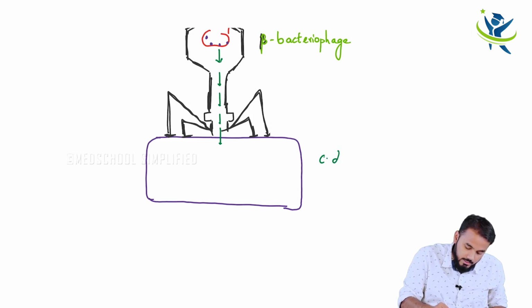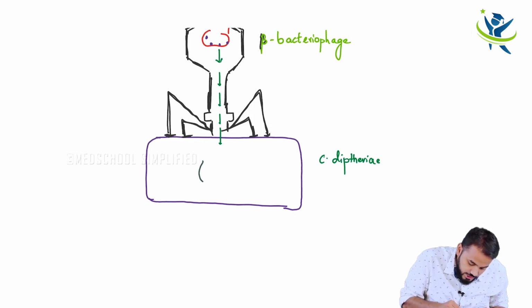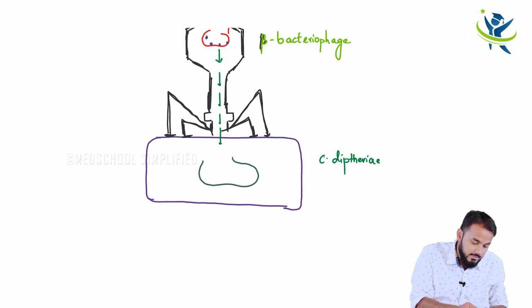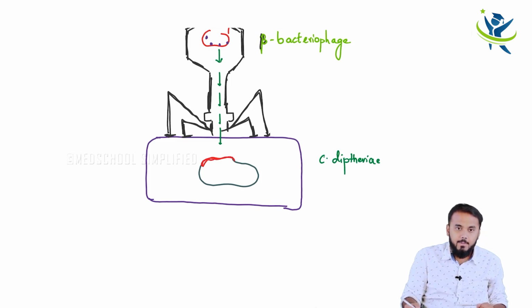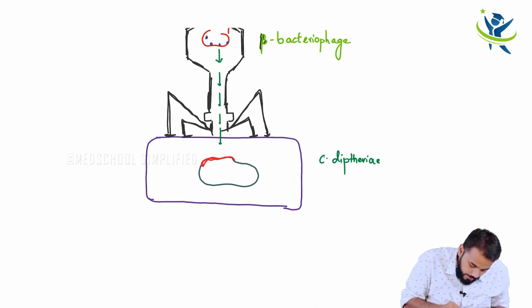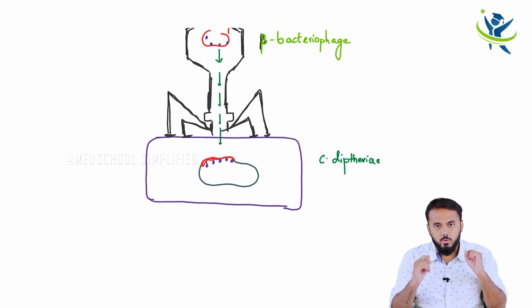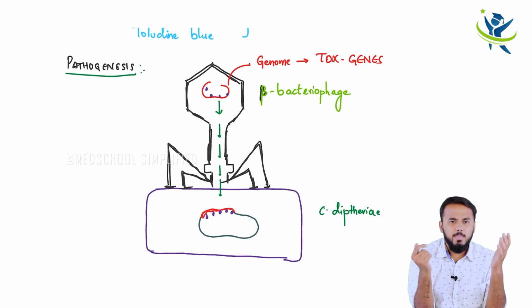So this is your C. diphtheriae, and this is the genome of C. diphtheriae. Now, as the genome of the bacteriophage enters inside, it attaches with the original genome of the bacteria. So what is going to happen? These tox genes are inserted into the genome of the Corynebacterium diphtheriae. Simple thing, guys. Nothing much has happened here.